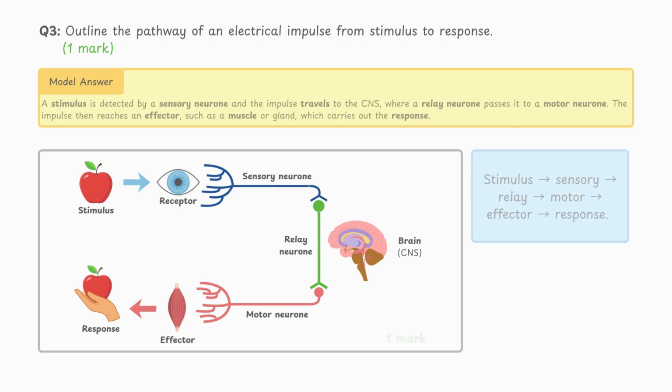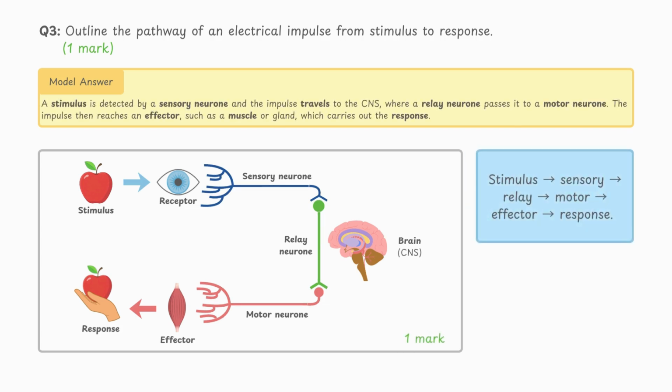A clear answer would be that a stimulus is detected by a sensory neuron, and the impulse travels to the CNS, where a relay neuron passes it to a motor neuron. The impulse then reaches an effector, such as a muscle or gland, which carries out the response.